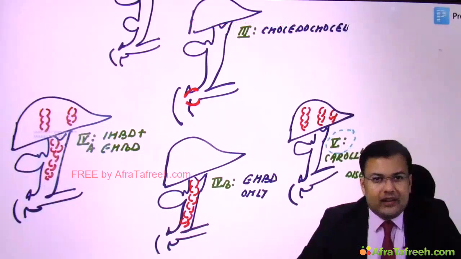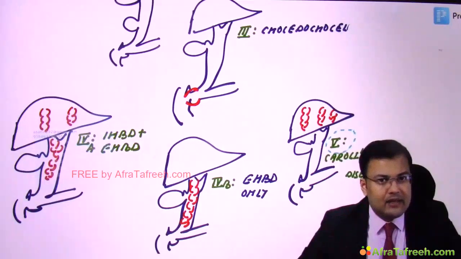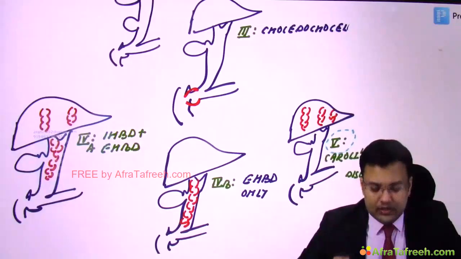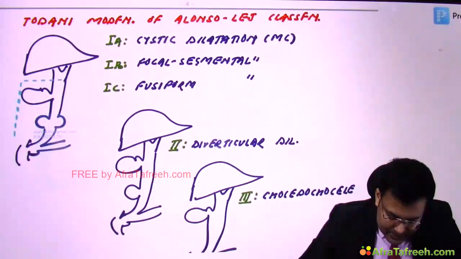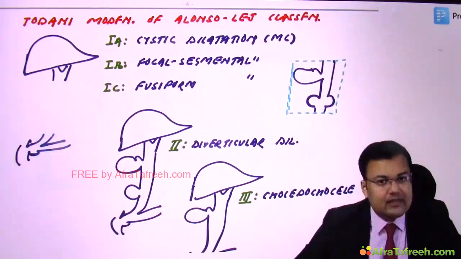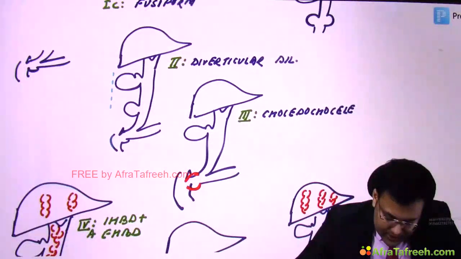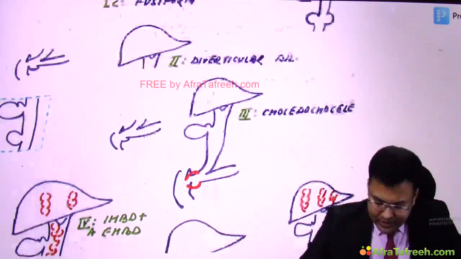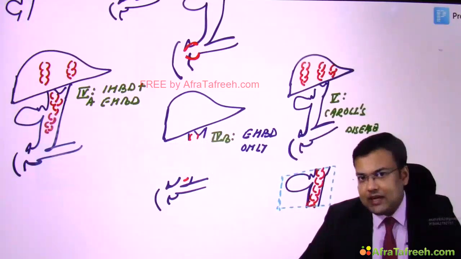Second principle: when only the extrahepatic bile duct is diseased, you have to excise the extrahepatic bile duct and restore the continuity. If you see this diagram, this is the extrahepatic bile duct, so I will excise it. Now in type 2, the extrahepatic bile duct is diseased, so you excise it. Now see type 4B: in type 4B, the extrahepatic part of the bile duct is diseased, so you remove this extrahepatic part of the bile duct.